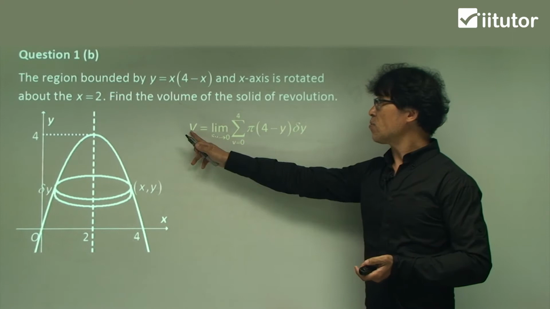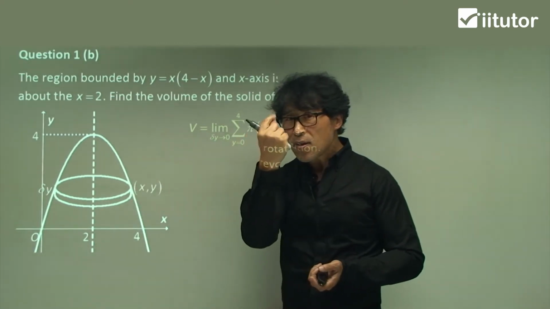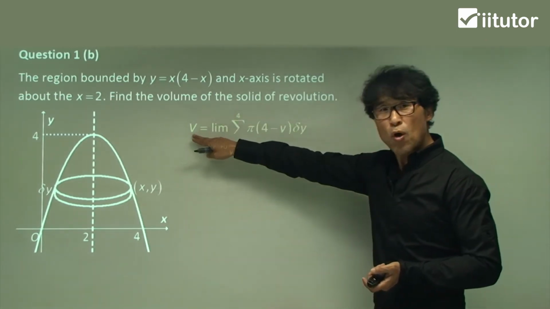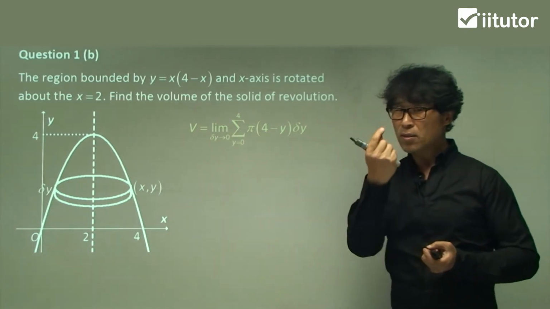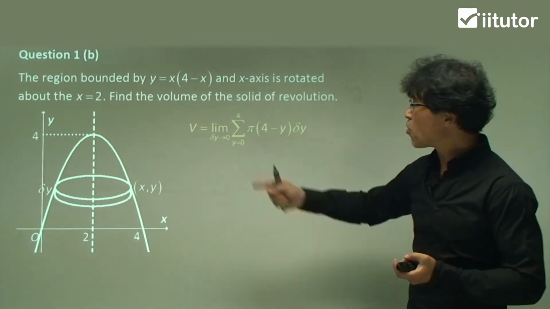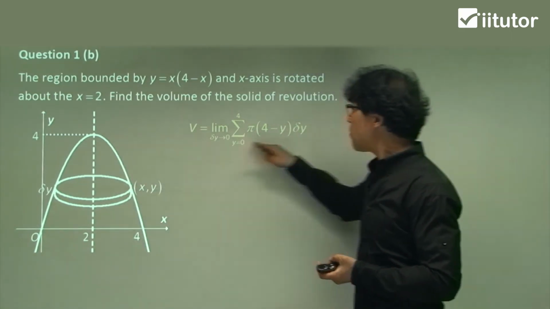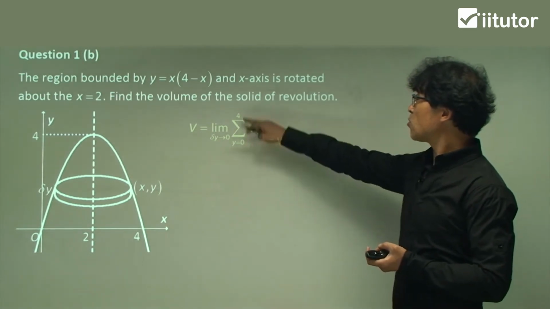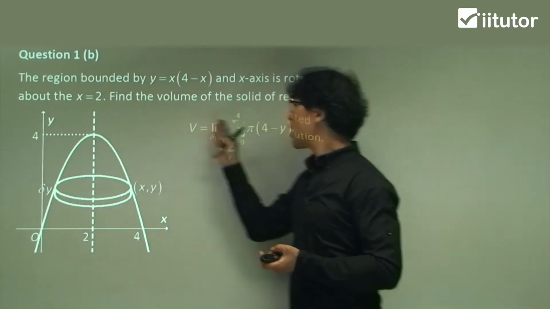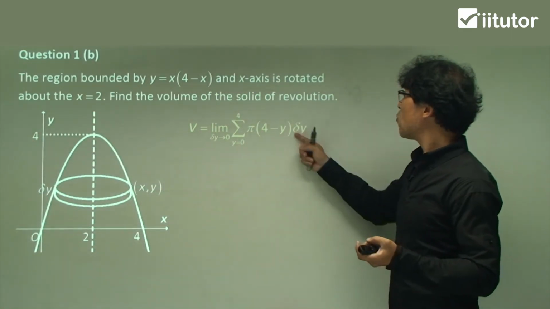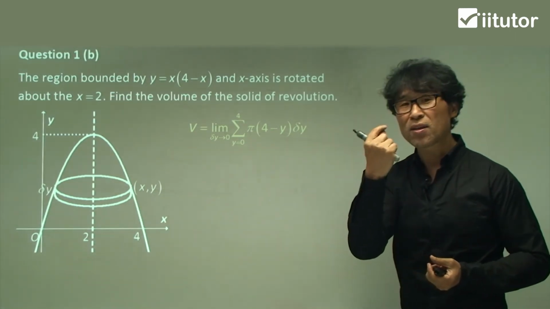Volume equals thickness times area. The thinner the thickness, the more accurate the real volume value is. That's why we let delta y approach 0 and find the limit, and then we add all of the tiny little slices up from y equals 0 to 4. There are lots of slices from 0 to 4, and we add everything while delta y is almost 0, a very tiny thickness.